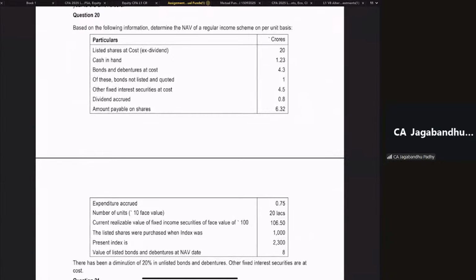Okay, try this question number 20, guys. You should be able to do it because we just have to calculate the NAV. We just need to take the current market price of all the assets, subtract all the liabilities, and then divide by the number of units to get the NAV. Try out this question 20, guys.